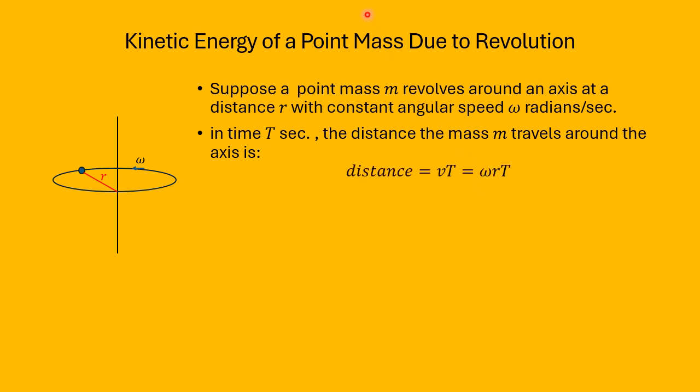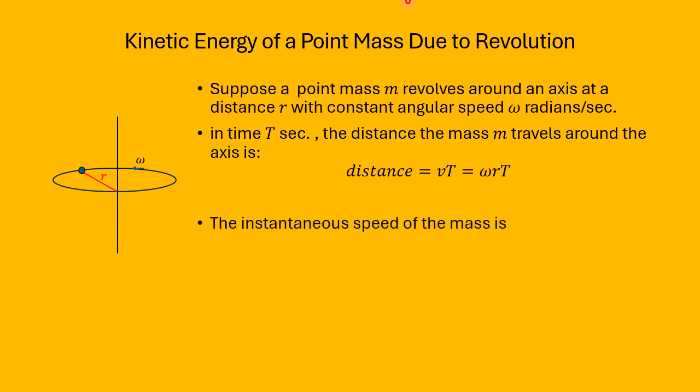So the instantaneous speed of the mass then, v, which is measured in distance traveled divided by time, the distance is going to be r omega t, which we had up here, divided by time t, and that simplifies to r omega.